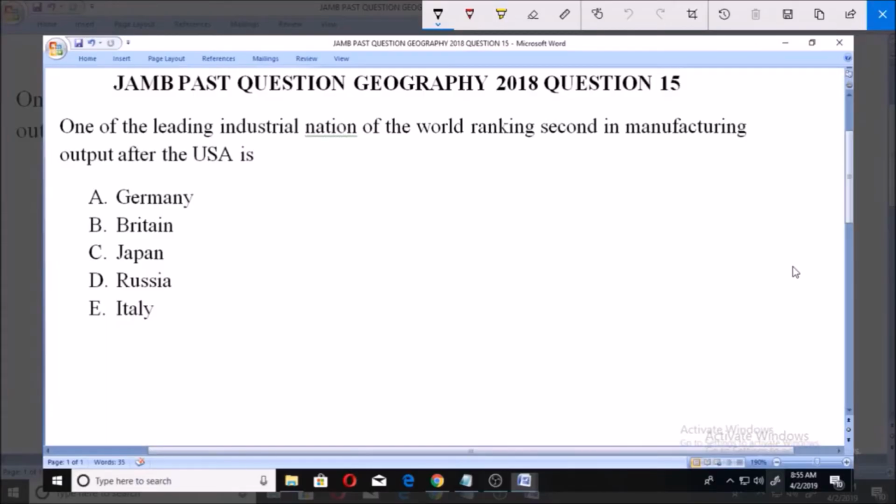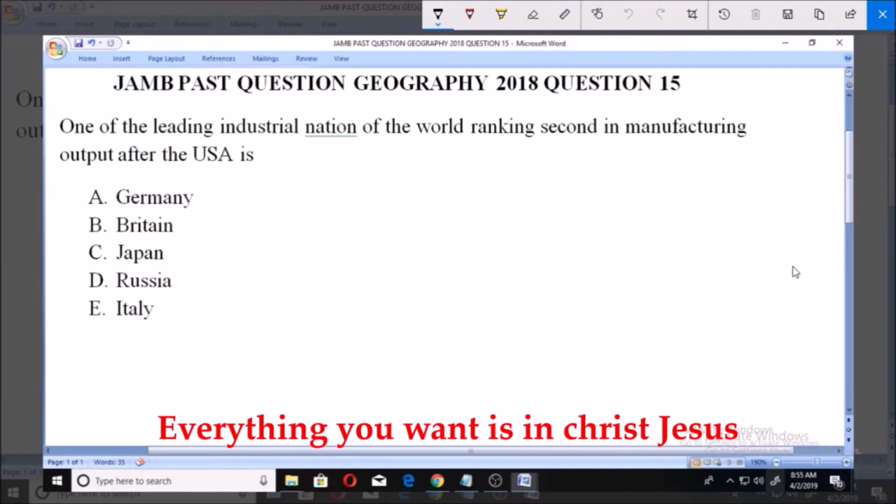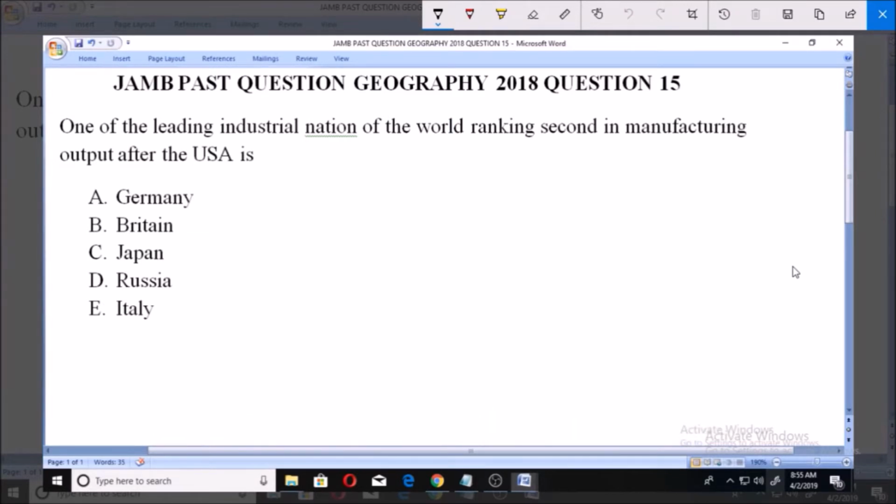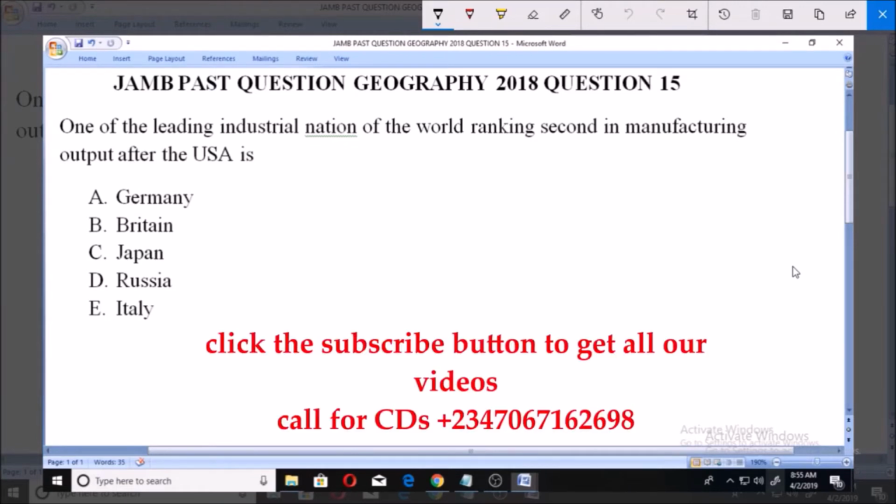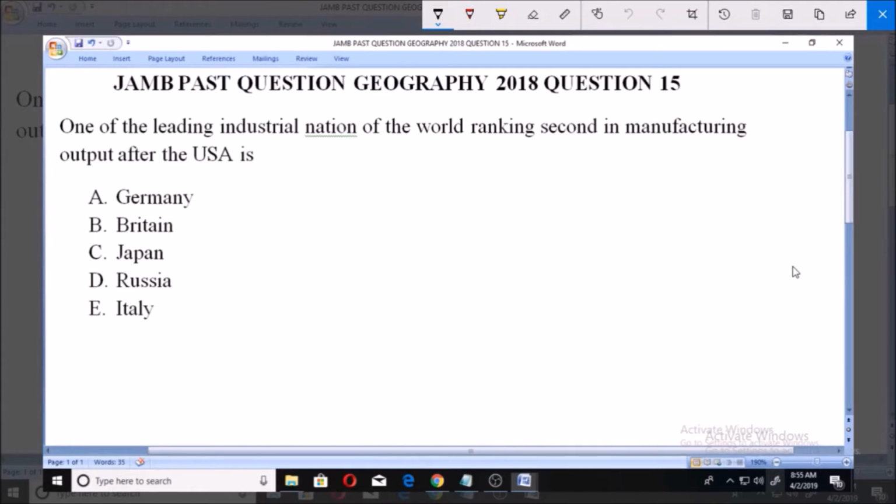Let's look at question number 15 for Jamb Past Question Geography 2018. One of the leading industrial nations of the world, ranking second in manufacturing output after the USA is: A. Germany, B. Britain, C. Japan, D. Russia, E. Italy.